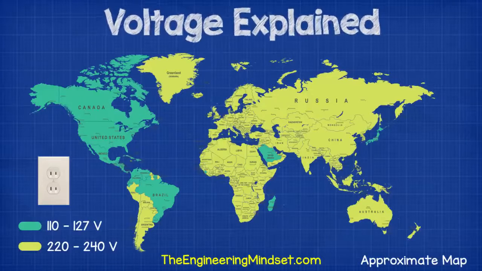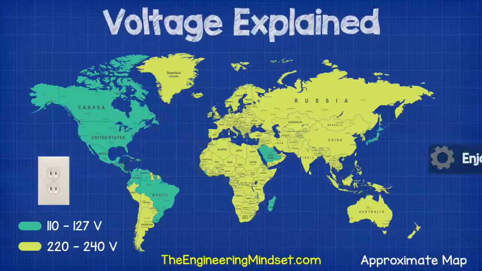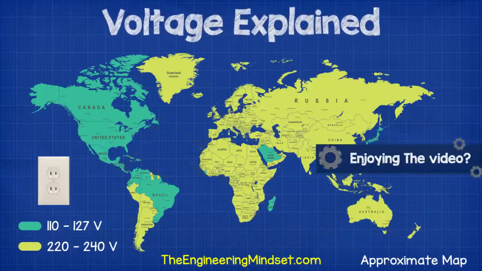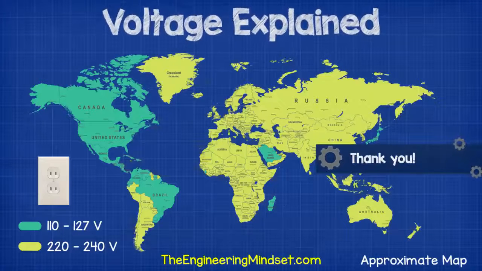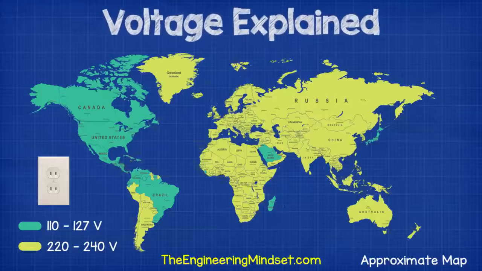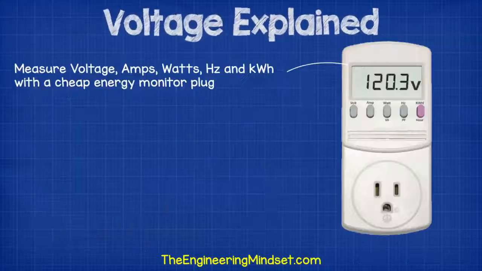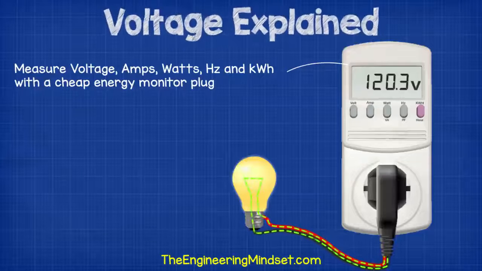The voltage at these sockets varies depending on where in the world we are. The majority of the world uses 220 to 240 volts, but North, Central and some of South America, as well as a few countries scattered across the planet, will use 110 to 127 volts. We can measure the voltage at our sockets and see that it actually changes slightly throughout the day as the demand on the electricity network varies.